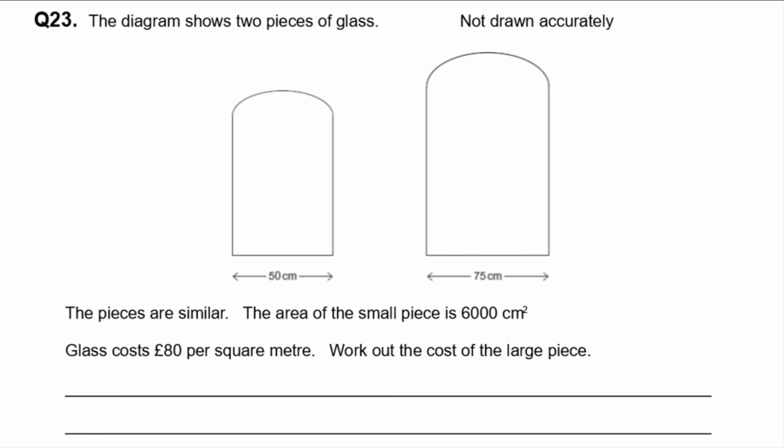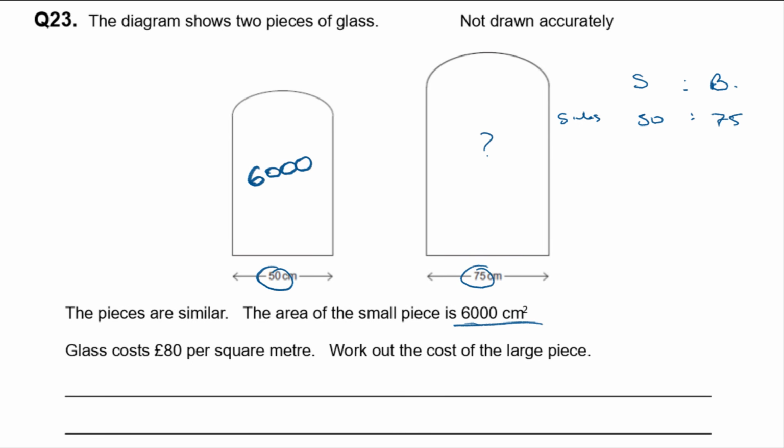Okay, so let's just put the information from the question onto the diagram first. So I've got 6,000 there. That's that one. We want to work out this one, don't we? Okay, so we've got 50 and we've got 75. So then the ratio of their sides, it's a smaller to bigger one. The ratio of their sides is 50 to 75, and that cancels down.